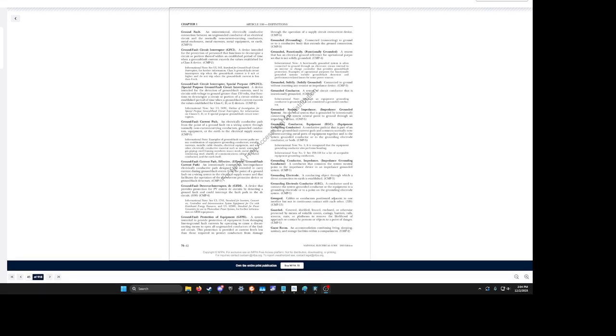Grounding electrode: a conducting object through which a direct connection to Earth is established. And then grounding electrode conductor: a conductor used to connect the system grounded conductor or the equipment to a grounding electrode. So that's basically your connection between your grounding electrode, which is your main, I'm going to say your main ground in air quotes, and the ground that controls the rest of your system. So maybe like your terminal. Or at least that's how I'm going to interpret that.